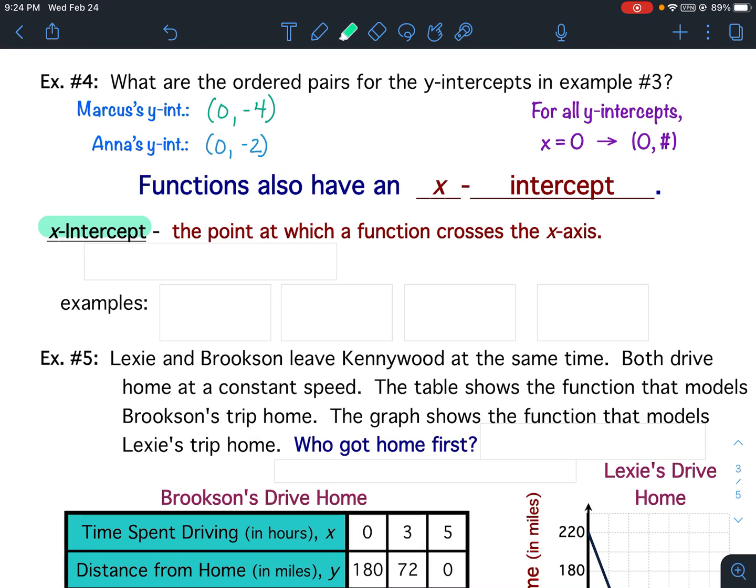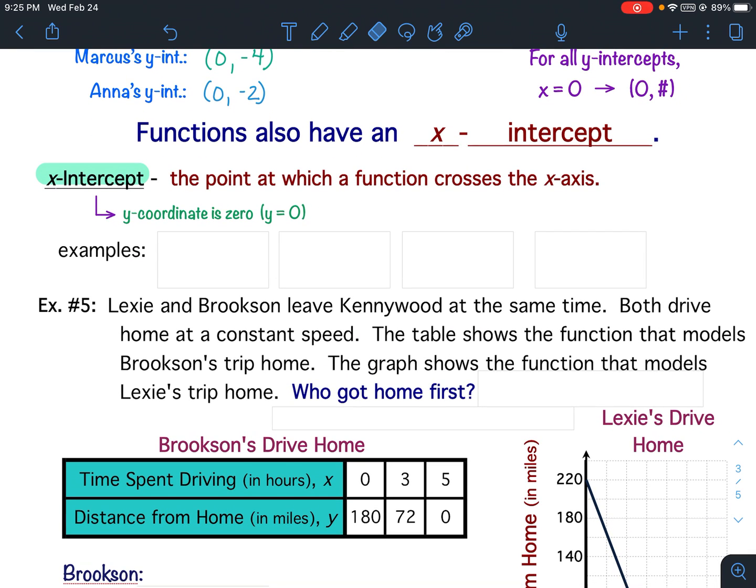Okay, so again, the y-intercept has x equals 0. For the x-intercept, the y-coordinate is 0. Y equals 0. Pause your video, get that written down.